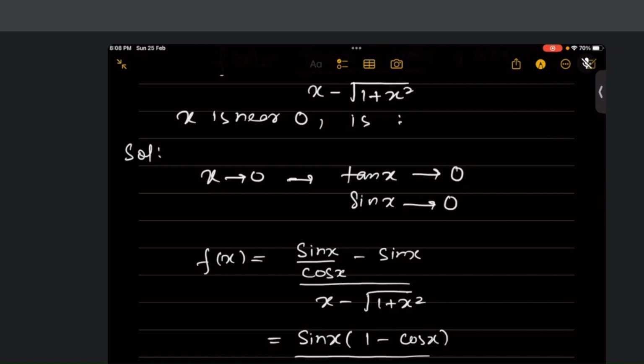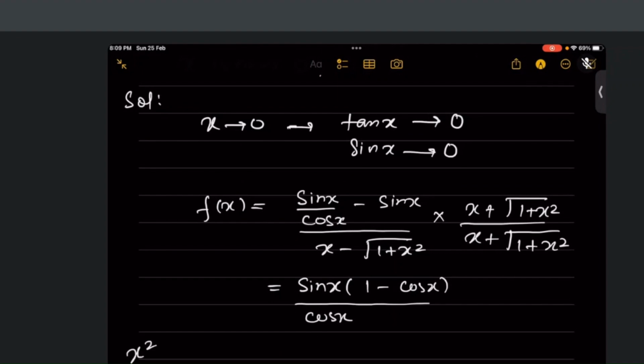Now this term, there is x minus under root of 1 plus x square. So multiply and divide both by x plus under root of 1 plus x square. So this will be a square minus b square. If you evaluate that, this x square will cancel. Oh, sorry, it will be minus. This will cancel this, and this minus sign we can take out, right?